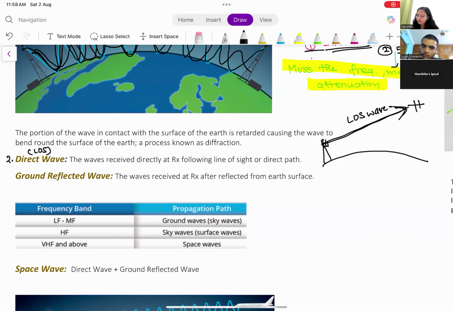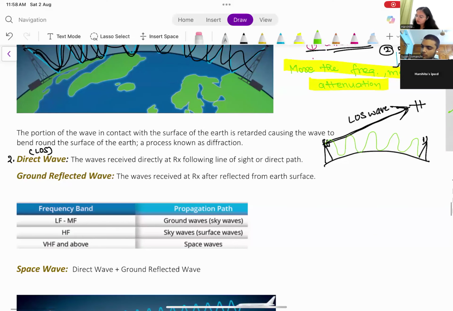So, till now we have seen two types of waves. One was the surface wave, which was moving like this, going from one point to the other. Number one was the surface wave. If you are sending directly, then that wave will be known as the direct wave or the line of sight wave. Correct?